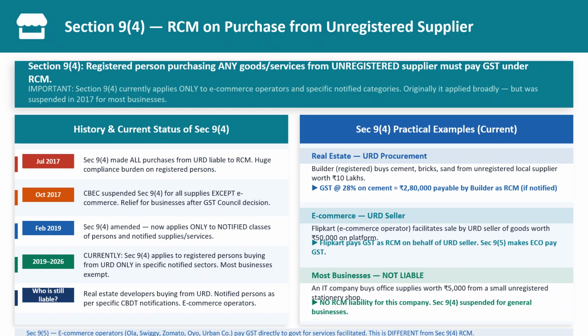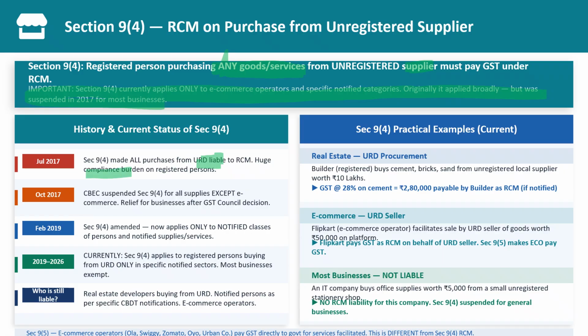Now they try to cover all unregistered persons. Under section 9 subsection 4, any registered person purchasing any kind of goods or services from an unregistered person, that recipient must pay GST under RCM. In those situations, the recipient has to pay the tax under RCM. Even though it has now been suspended, it is applicable only to e-commerce business and real estate.